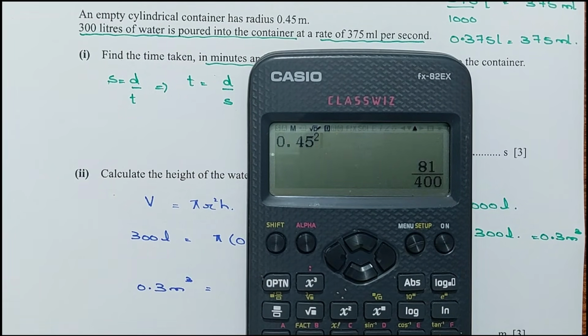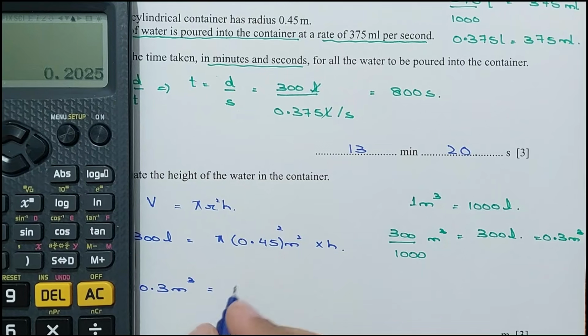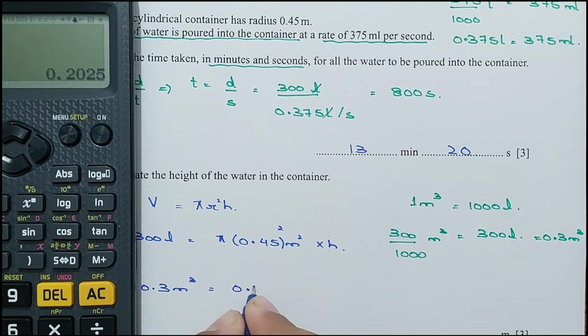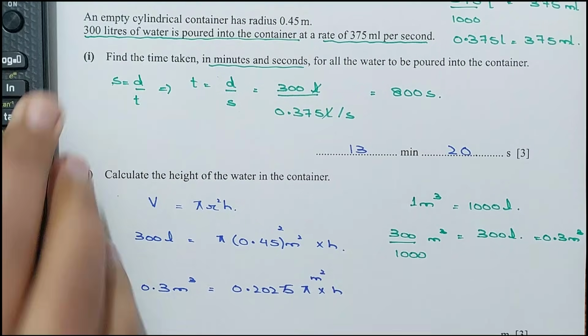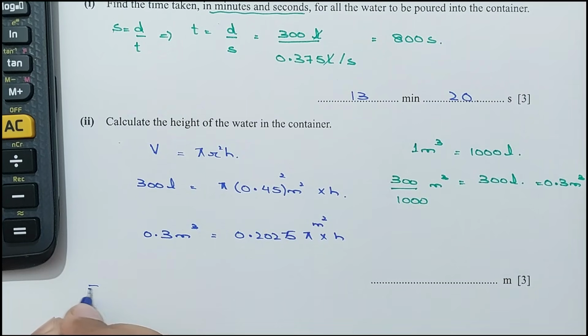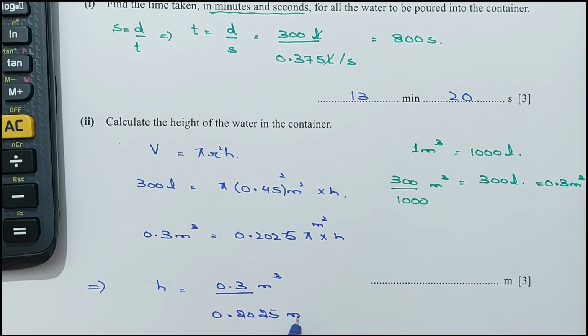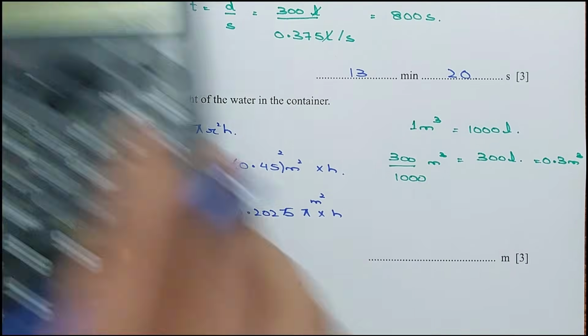This equals pi times 0.45 squared, which is 0.2025, times height, and this is in square meters, right? Let me solve for the height. So height should be 0.3 cubic meters over 0.2025 square meters. So it cancels, and we are left with meters, right?